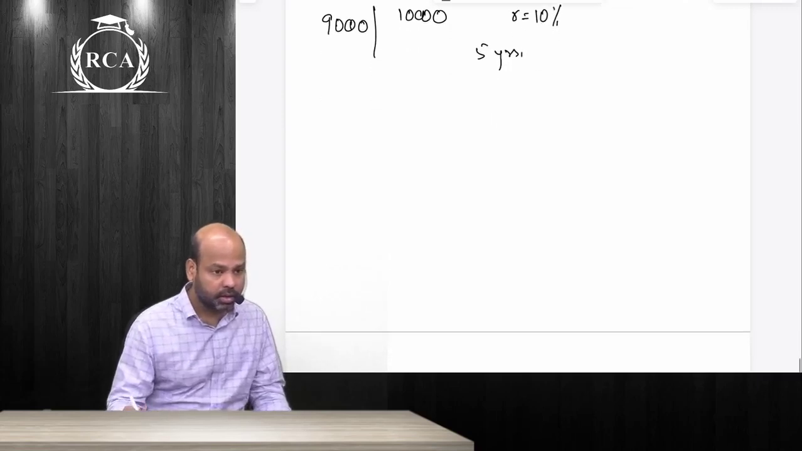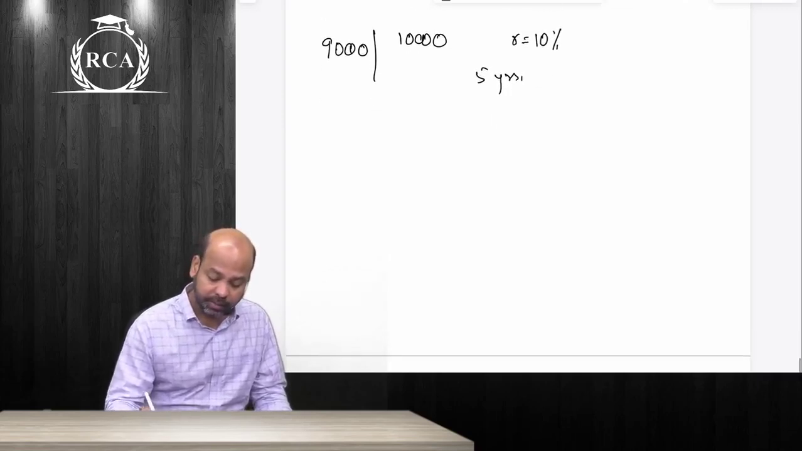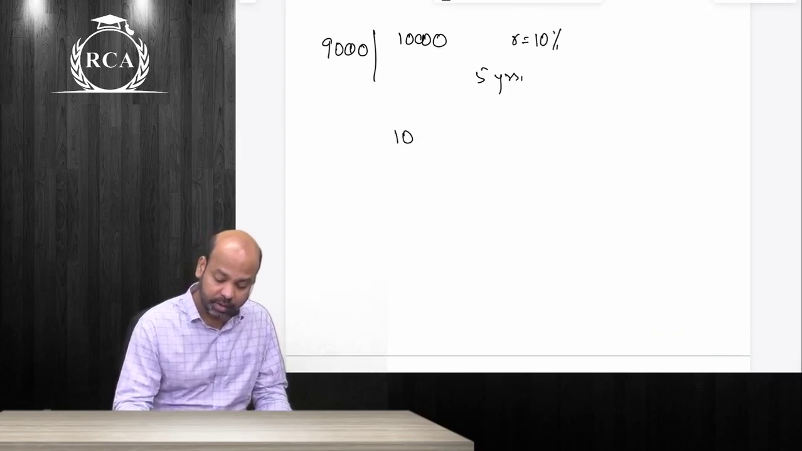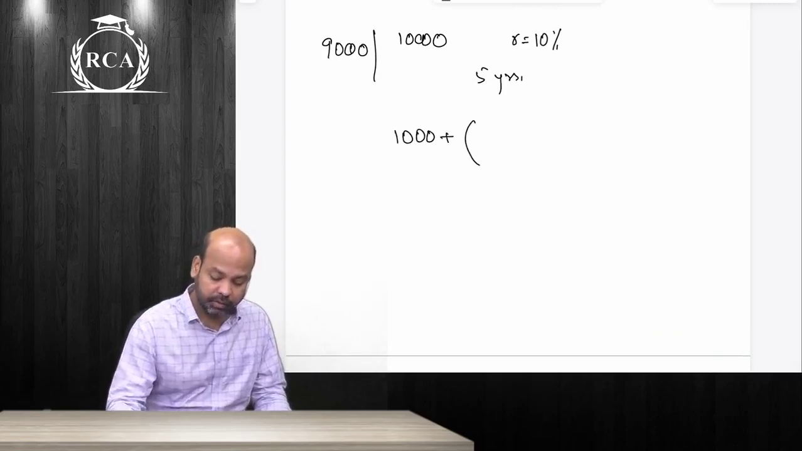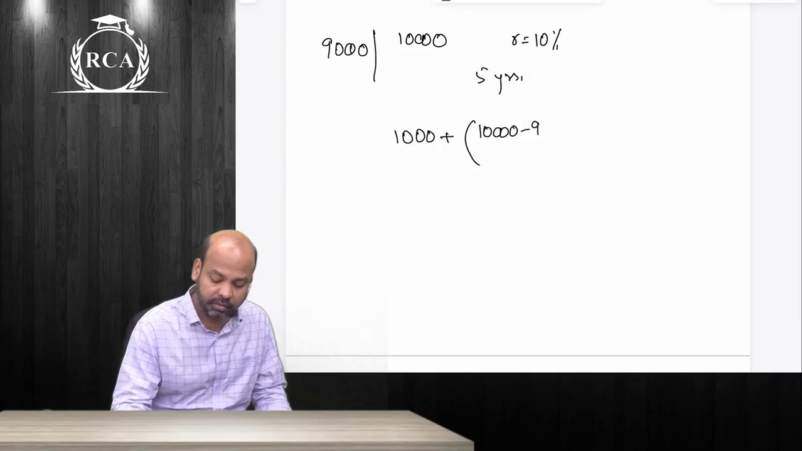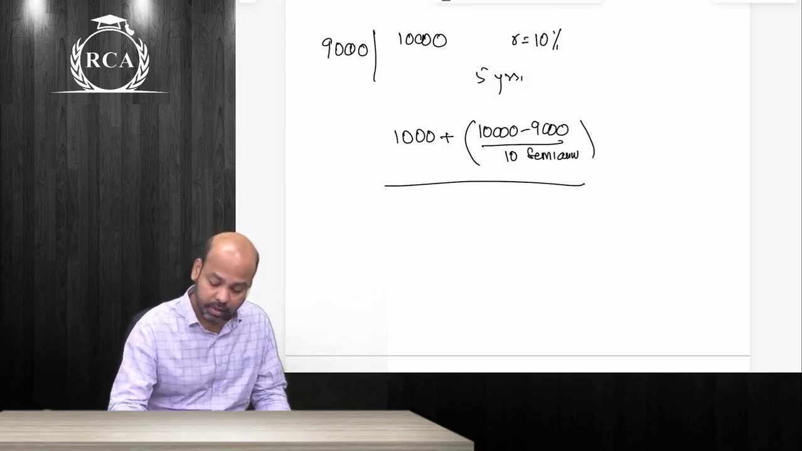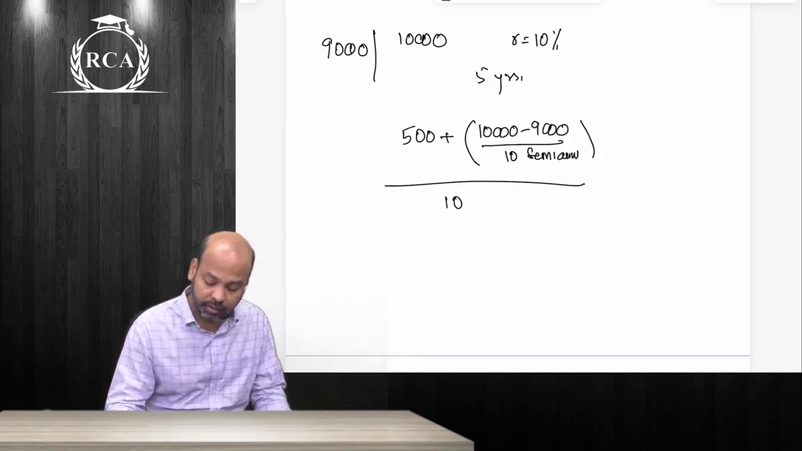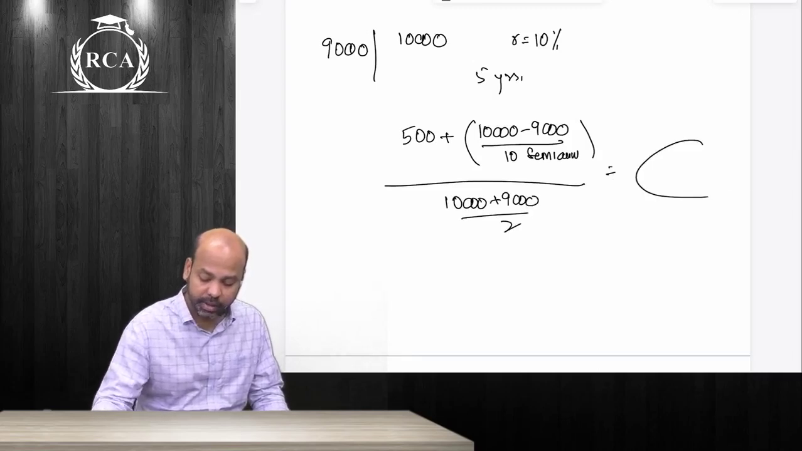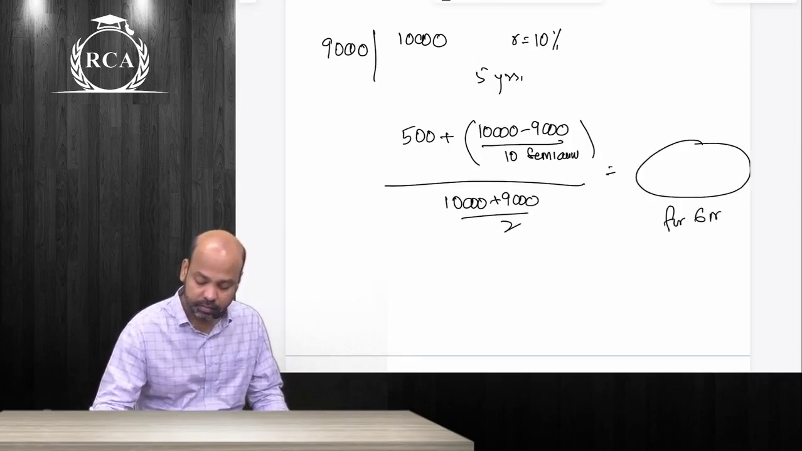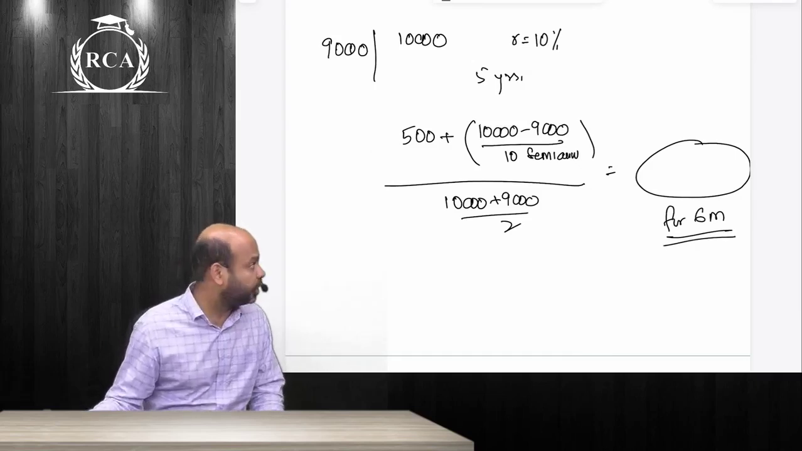Okay? So here beta I will directly write: interest amount will be 1,000 plus 10,000 minus 9,000, divided by 5 years, or you can also write 10 semi-annual periods. Whole divided by, so here I'll make the coupon 500, whole divided by 10,000 plus 9,000 divided by 2. Whatever YTM comes, see, that is for how many months? 6 months. Use this to compute your effective annual return.